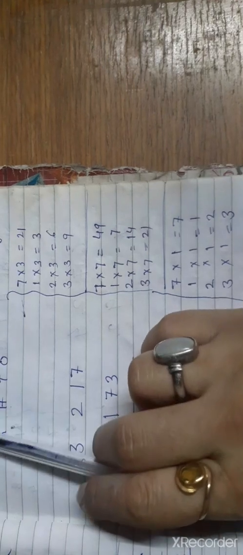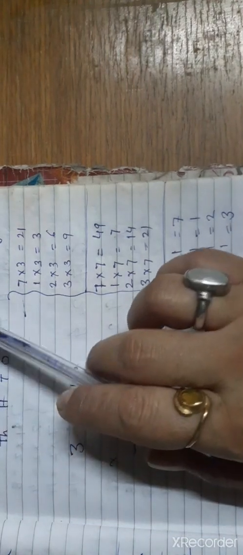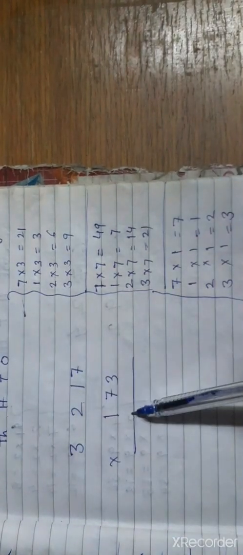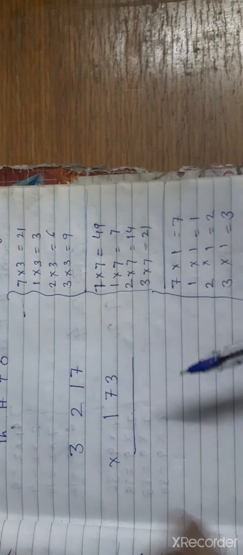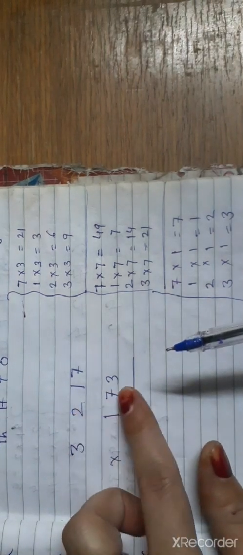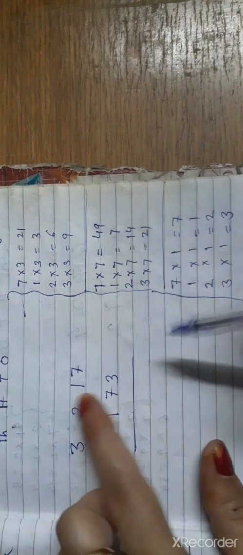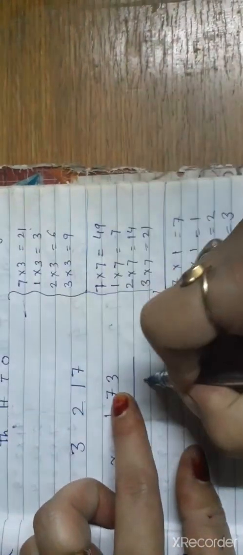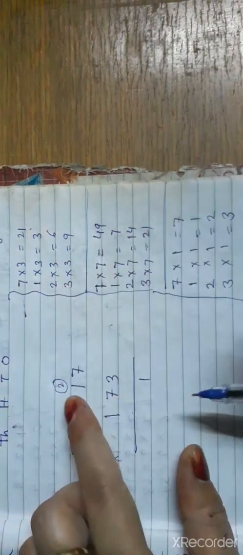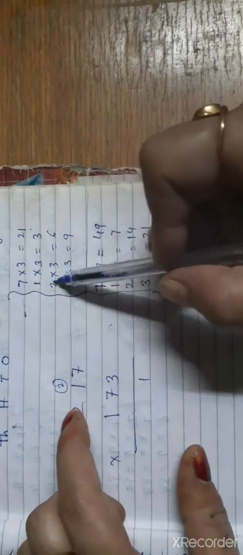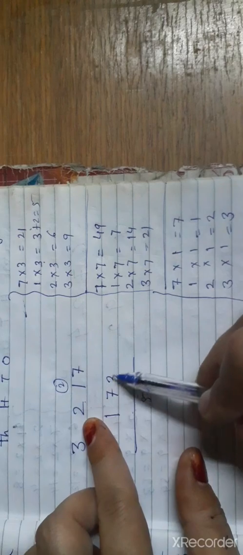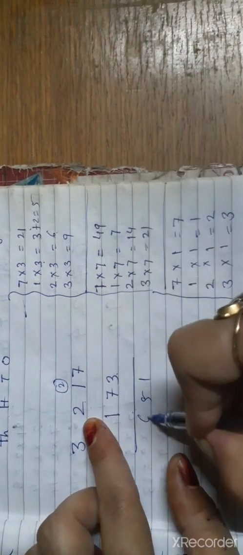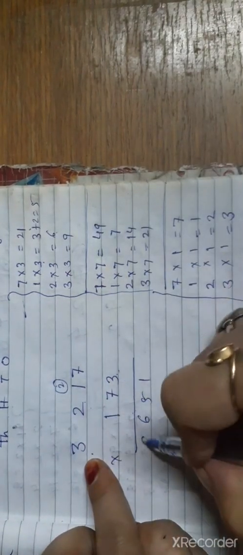Now F is 3,217 by 173. Let us arrange both the numbers in vertical columns. Start from the ones place digit of the multiplier, that is 3. Now 7 into 3 is equal to 21. So we write 1 and 2 carry over to the tens place. Now 1 into 3 is equal to 3 plus 2 is equal to 5. Now 2 into 3 is equal to 6. Now 3 into 3 is equal to 9.